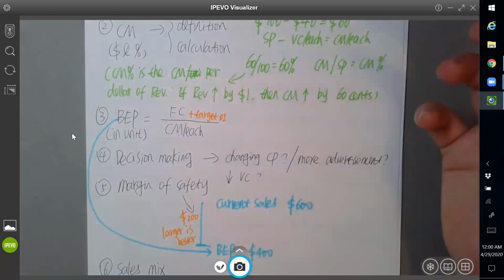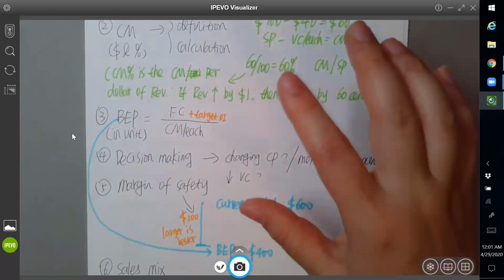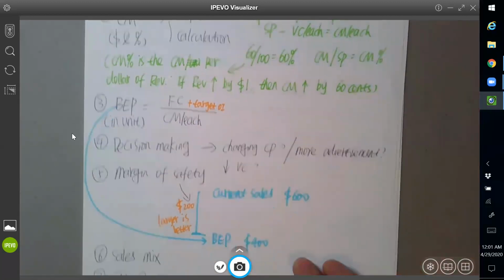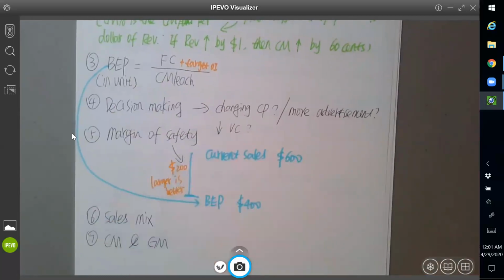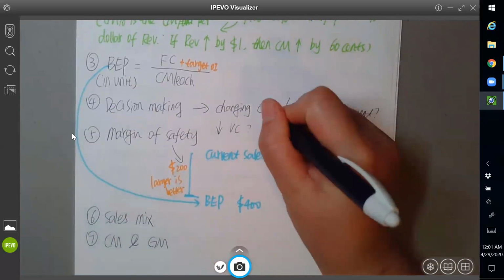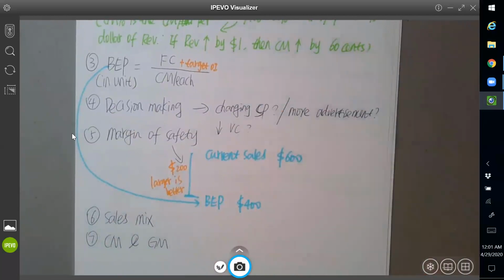So those things, just the numbers, I don't worry about you, you are very smart. We also talk about decision making. We talk about 3 situations at least. Change selling price. And then if we put more fixed cost to do advertisement, or if we decrease our variable cost, what will happen to our operating income?